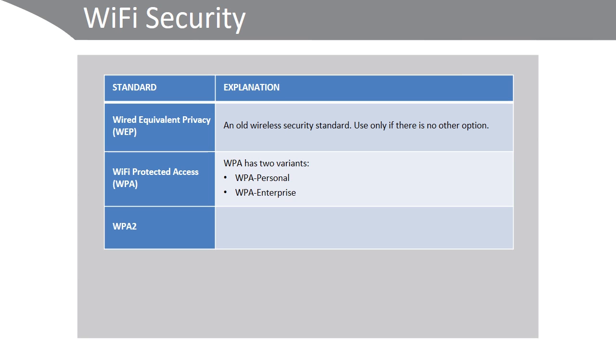WPA Enterprise is designed for larger networks and requires the use of a Remote Authentication Dial-in User Service, or RADIUS, server, which provides for authentication. WPA2 is an improved version of WPA, and it's the de facto Wi-Fi security standard now. It employs larger encryption key sizes than WPA.